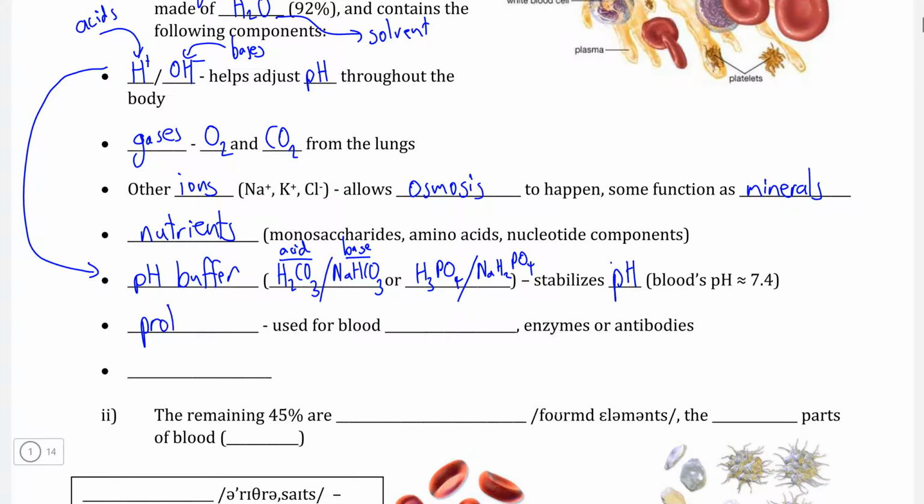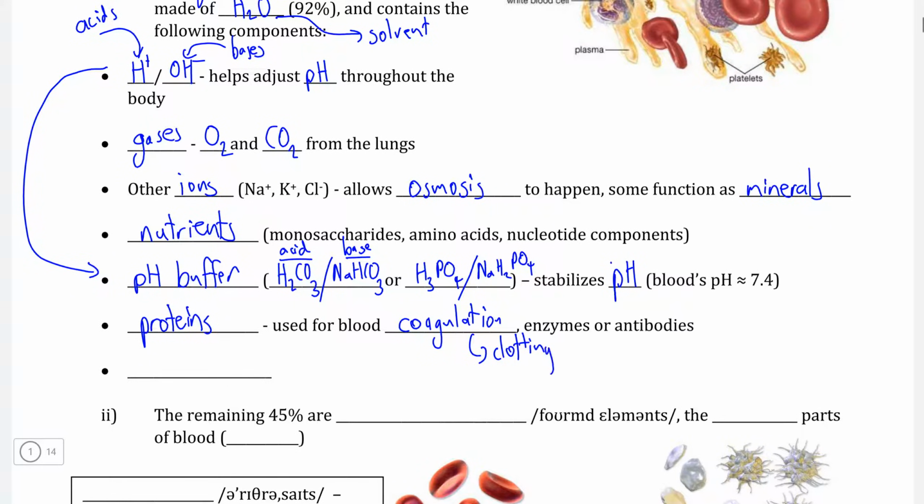A large percentage of the solutes within blood are different proteins which can serve a number of functions. Some of these are simply nutrients, others of which are used for blood coagulation, also known as blood clotting.